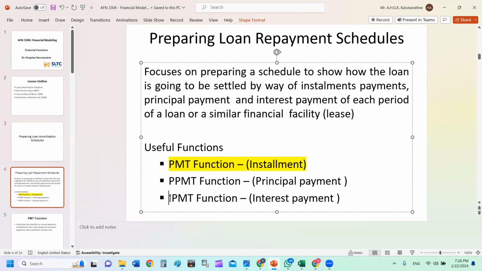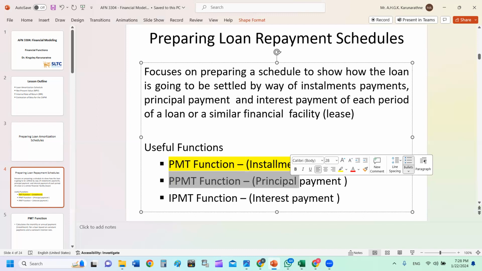functions. Those functions are supporting functions. But I recommend you to use these functions definitely. Other functions are not that needed because we can find out principal payment very easily. How can we find out the principal payment? Annual installment minus interest. It gives you principal payment. So we don't need to use this particular function, but if needed, if you wish, you can apply this.